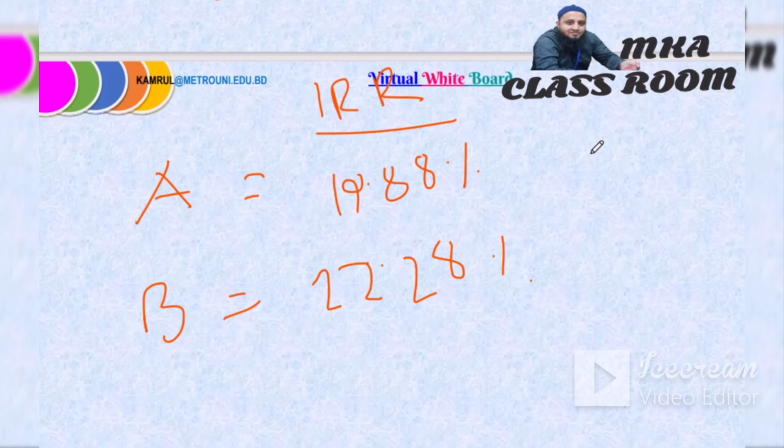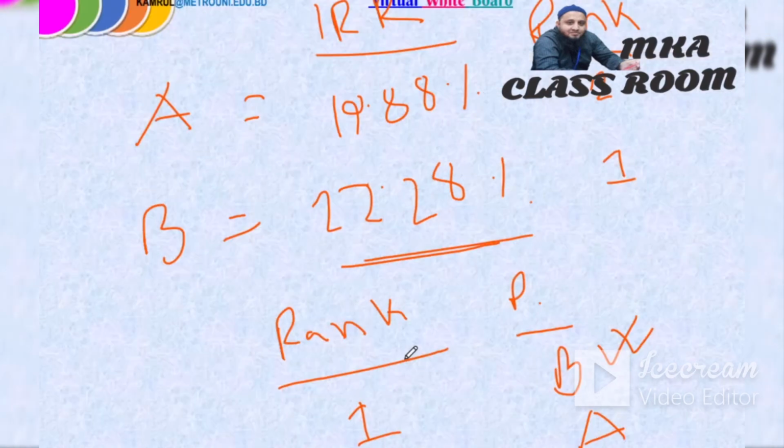So in this way, if you have several projects A, B, C, D, E, you can calculate IRR, and using the ranking approach 1, 2, 3, 4 by the greater IRR, then you can take the better or best project for your firm. In this way IRR will help you in making any kind of difficult decisions for your firm. So that's why these are the sophisticated capital budgeting techniques.